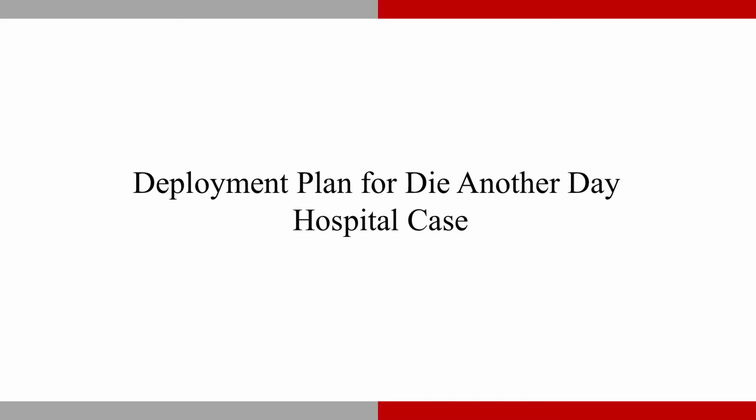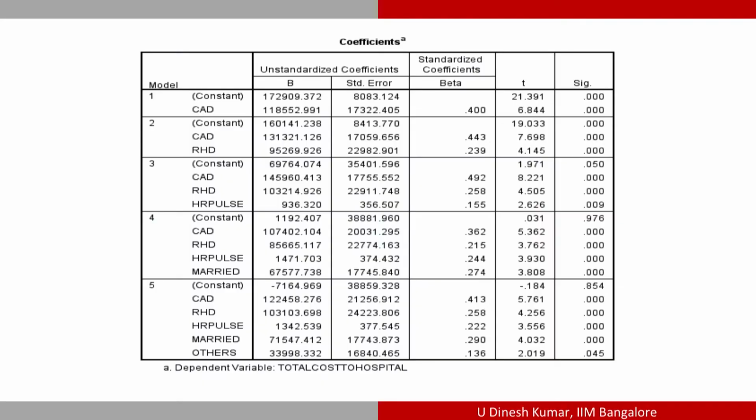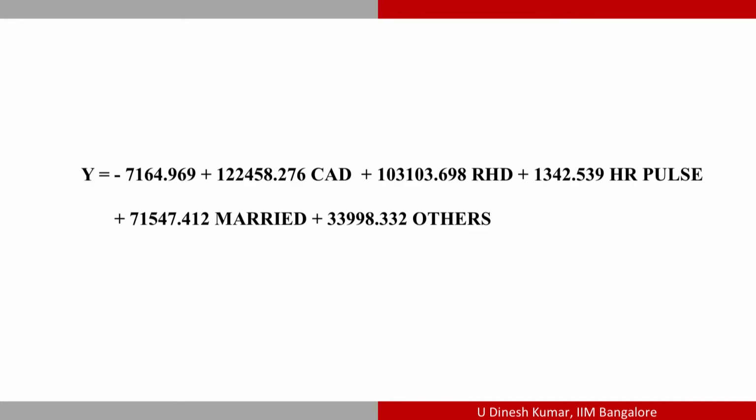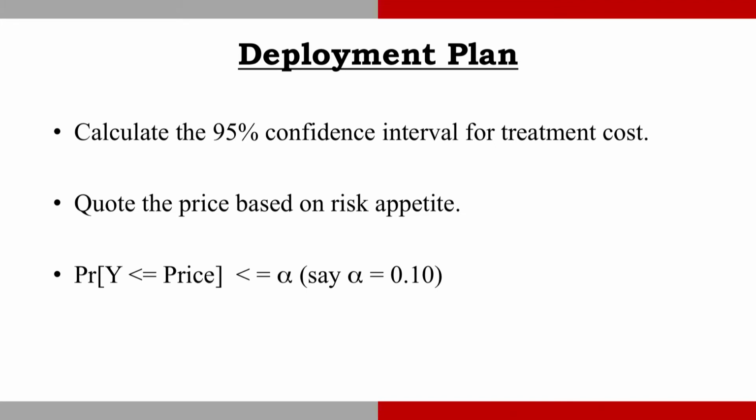Let me take the specific case of Die Another Day Hospital, for which we developed a regression model to predict the total treatment cost. So this is a model that we developed. We ended up with 5 explanatory variables or 5 predictors, and based on these 5 predictors we have the regression equation. So this regression equation will give us the average or expected value of the treatment cost. We cannot actually quote this price. Remember, y is a normal distribution. That means there is a 50% chance that the actual treatment cost may exceed the value predicted using this equation. So we have to put a strategy in place.